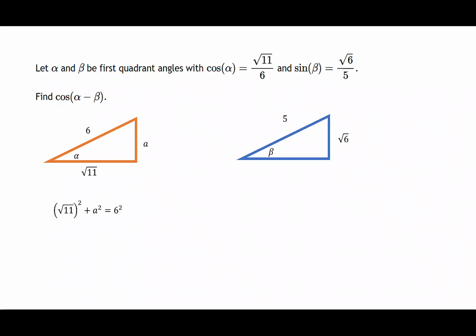We'll have the square root of 11 squared plus a squared is equal to 6 squared. That tells us that 11 plus a squared is 36. A squared will be 25, which says a is just 5.